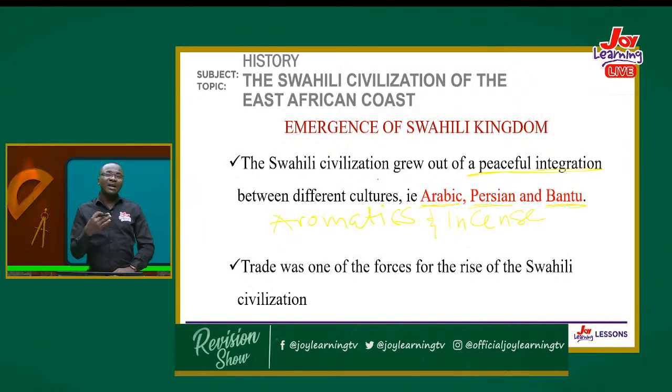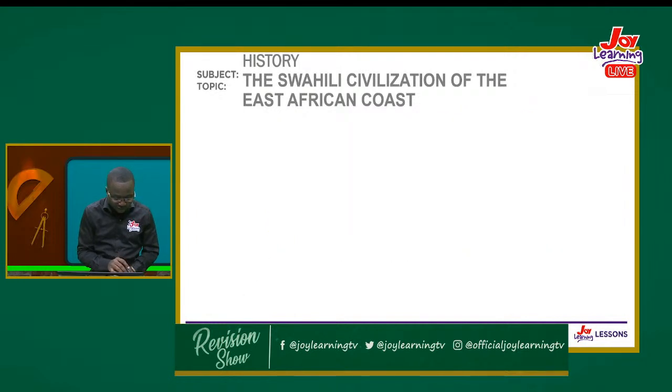And we are told that some of the traders moved south as far as the Sofala coast. And they referred to the central part, as I've said earlier, the central part between the Somali coast and Pemba Island, as the Zanj.